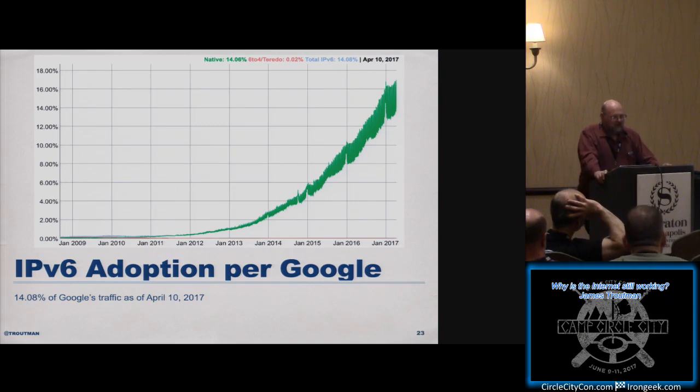So again, IPv6 adoption is going slowly, but it's accelerating. Google now says it's roughly 14% of all of their traffic. You can see that graph has, things have improved quite a bit in the last 5 years.